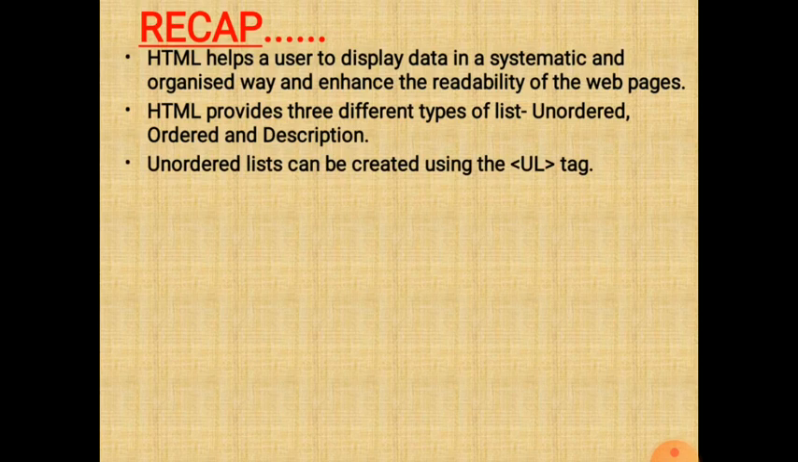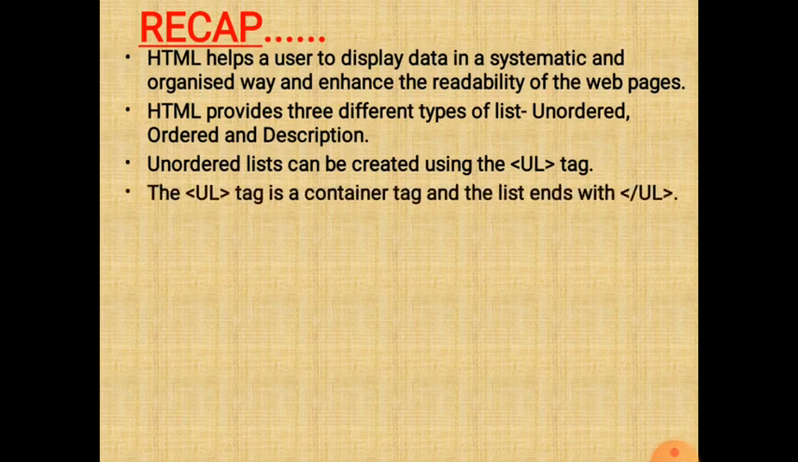An unordered list can be created using the UL tag. UL means unordered list. The UL tag is a container tag and the list ends with /UL. As you know, container tag means both tags should be there, the start tag and the end tag.